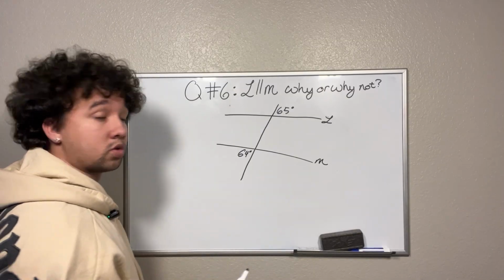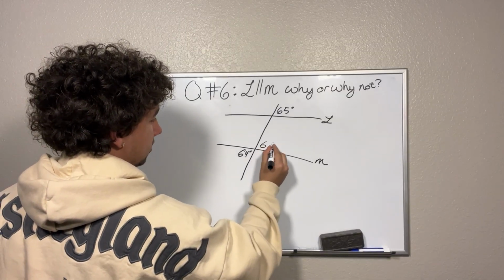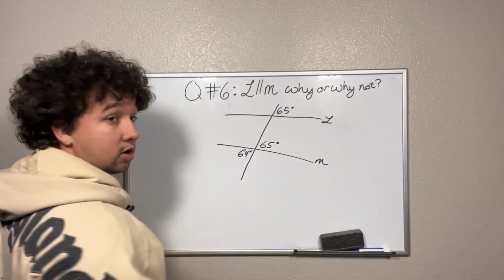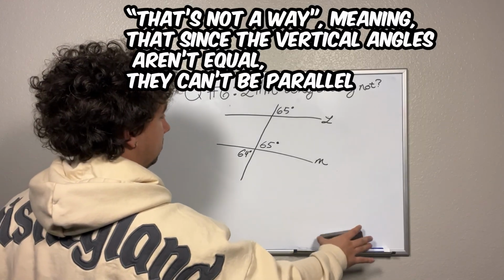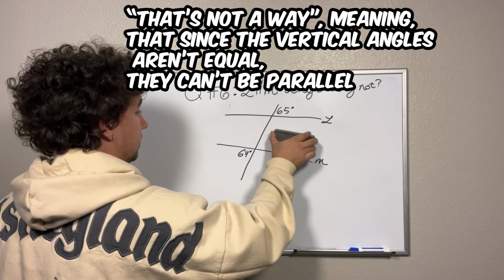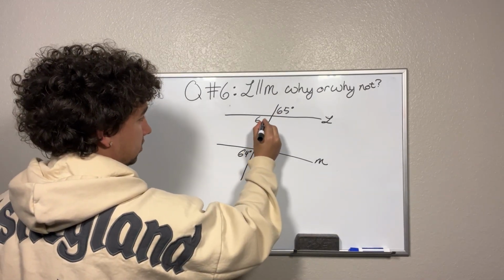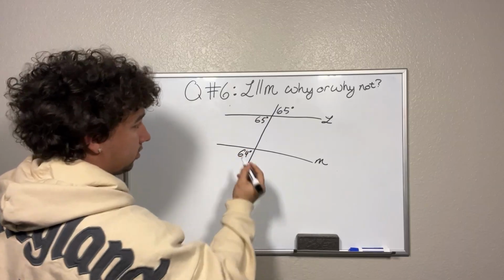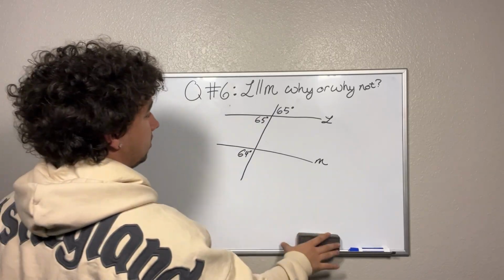Well, let's use corresponding angles, for example. Corresponding angle would be right here. Notice that these are vertical, which means that that's not a way, right? That's not possible. Okay, if that doesn't work out for you, we can even do this, for example, 65, this is vertical with this one. And now these are corresponding. See, they're not. That means it's not parallel.